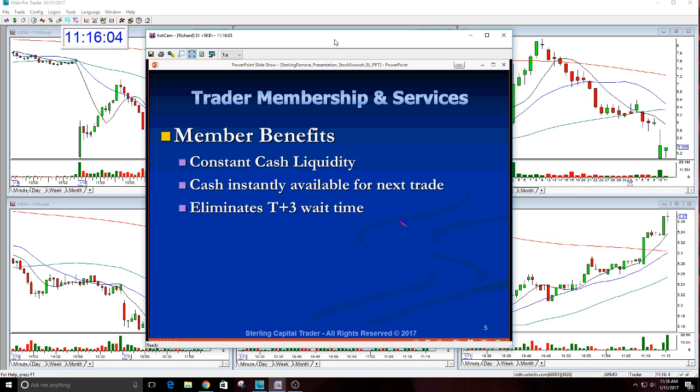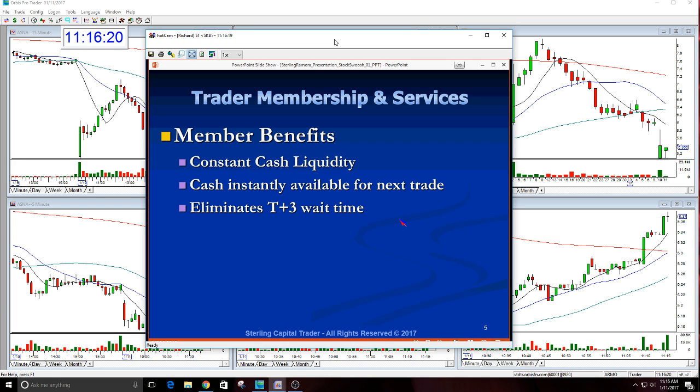It eliminates the T+3. Some of you are familiar with taking a round trip in a trade, especially if you're the kind of person who may hold overnight. When you liquidate that trade, you have to wait 3 whole business days for that cash to become available again with Remora.